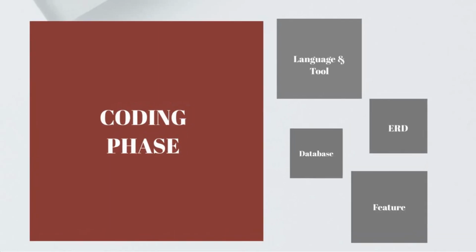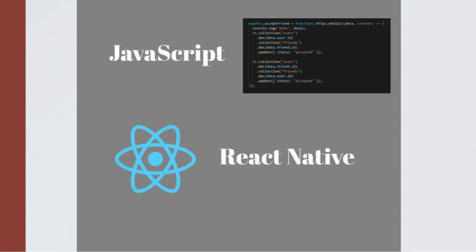For our language and tools, we used React Native, which is a JavaScript framework, as our coding language because it is in high demand. Large companies such as Facebook, Airbnb, and Instagram use React Native to build their apps.